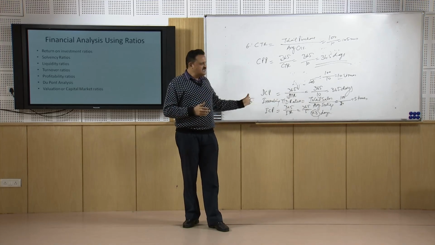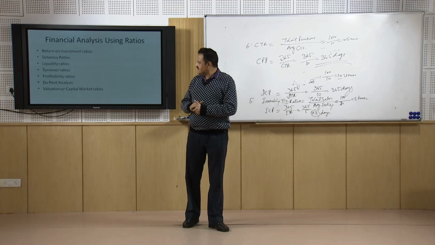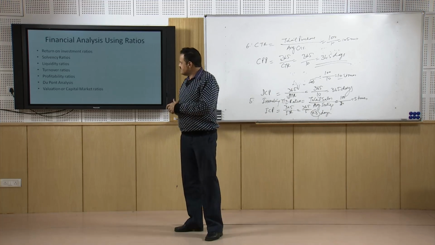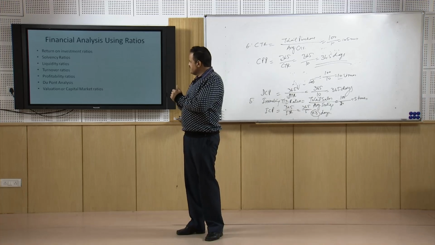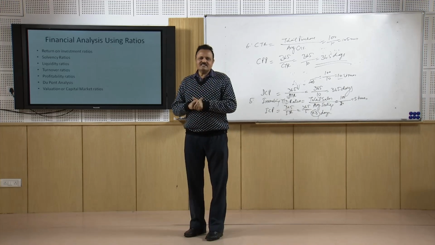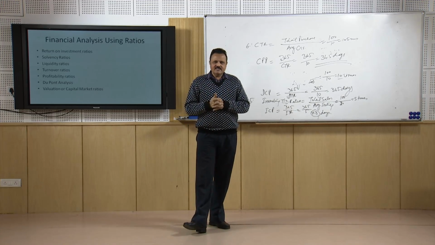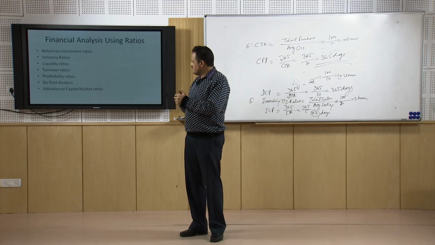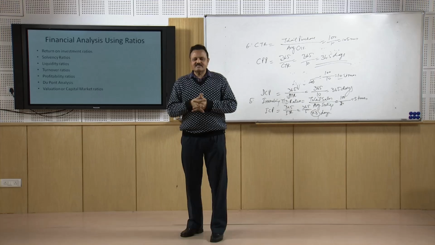So, these are the 3 sets of ratios we have talked about so far: return on investment ratios, solvency ratios, and liquidity ratios. So, you memorize the formulas, keep them in your mind, and then we will finish the other ratios also: turnover ratios, profitability, DuPont and valuation, and then we will discuss a case.